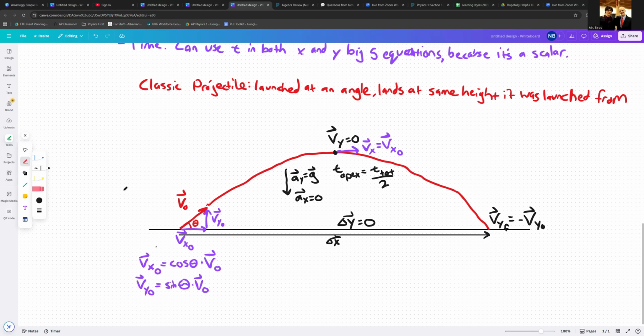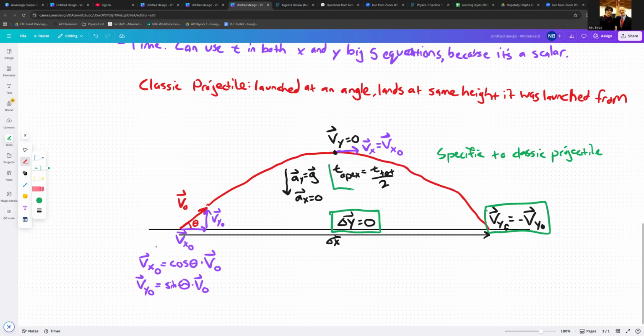Now, I am going to box some of this in green because some of these are specific to the classic projectile. This is one of them. If you don't launch and land at the same height, your final velocity won't be the same number but opposite to your initial. We'll show some variations of projectiles. This is another one that's specific to the classic projectile example.